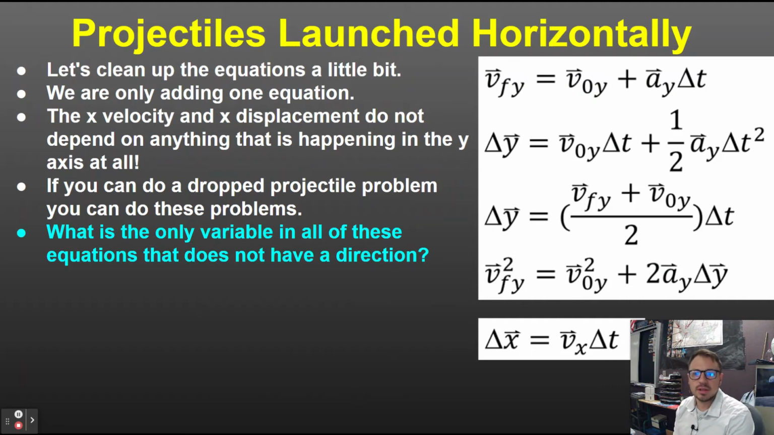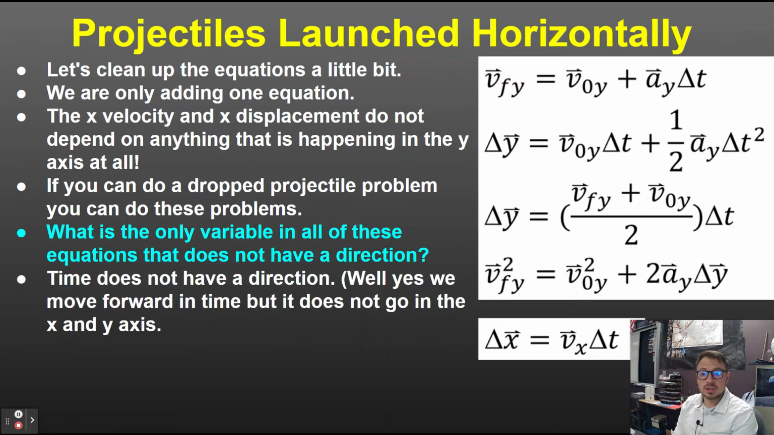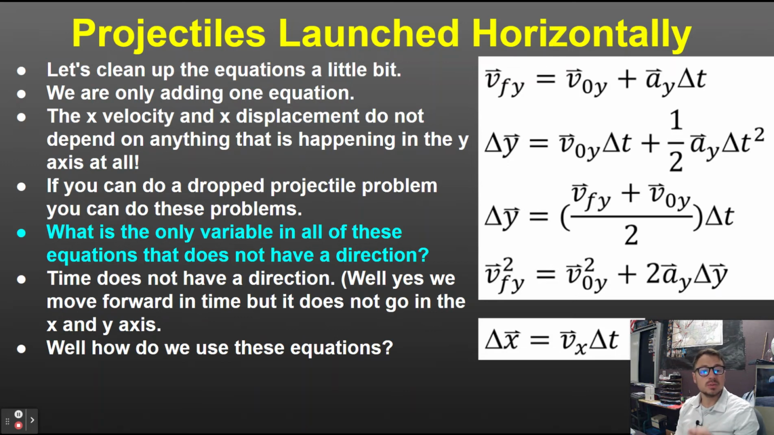What is the only variable in all these equations that does not have a direction? Yeah, the one that doesn't have a direction, the one that doesn't have an arrow above it, or an x or a y, is going to be time. Time does not have a direction. And I say yes. Well, technically you move forward in time, but it does not go in the x and the y axis. That's what links the x and the y together. That's just how long this projectile is in the air.